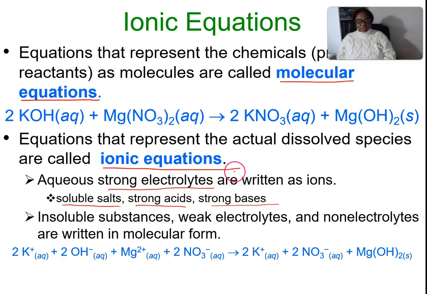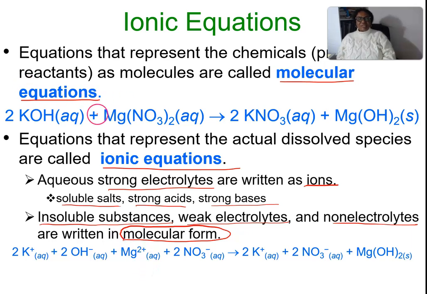I'll go back again. In an ionic equation, soluble salts, strong acids, strong bases, which we consider as strong electrolytes, are written as ions. But insoluble substances, weak electrolytes, non-electrolytes, are written in their molecular forms. Please don't break them.